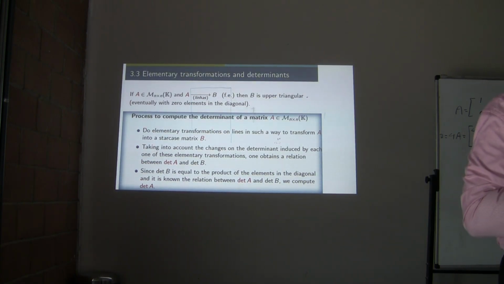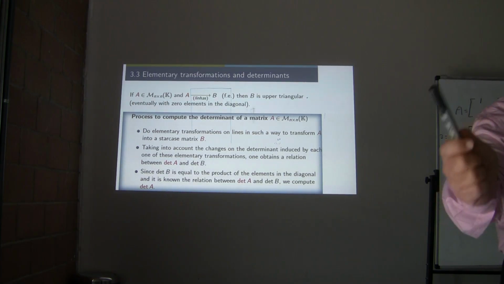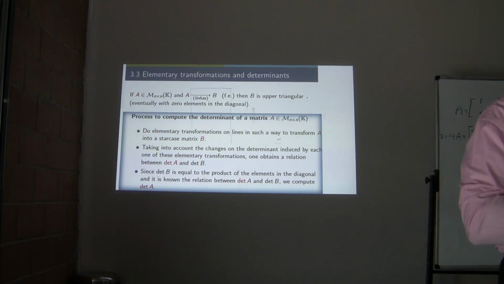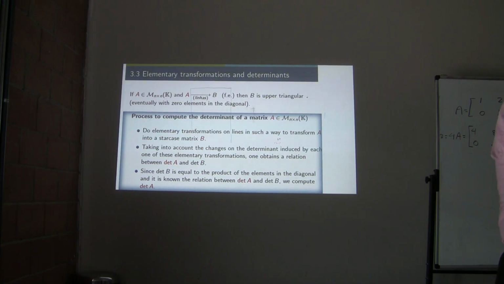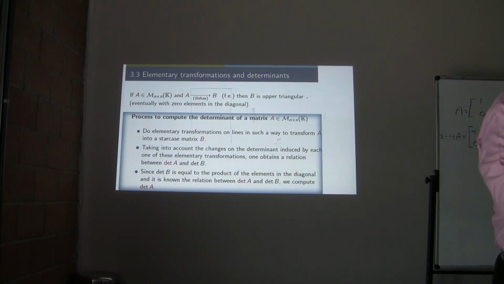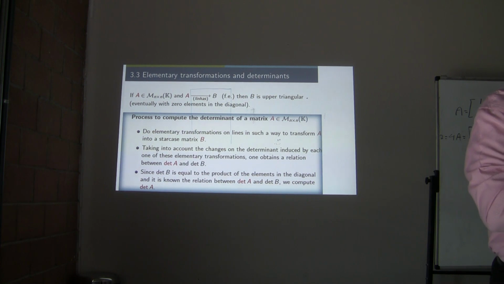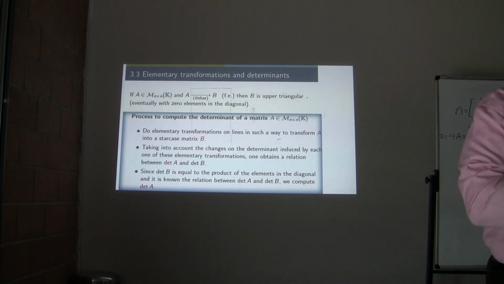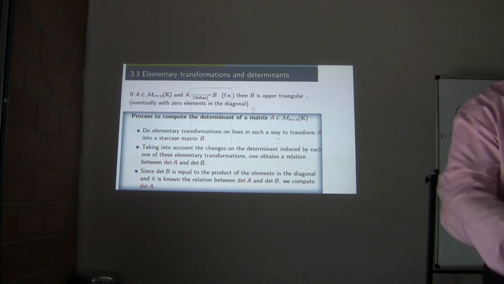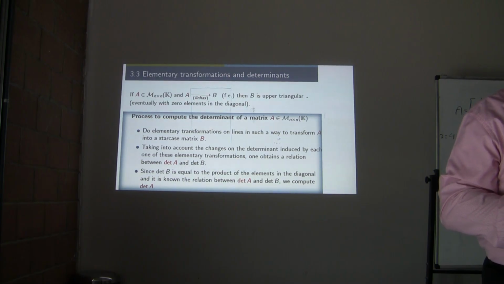just keep in mind the differences: switching rows gives a negative sign. Multiplying a row by a number, the determinant will be multiplied by that number. Okay? If you multiply a row by a number and add it to another row, then it is not going to change the value of the determinant. Just put that in mind.